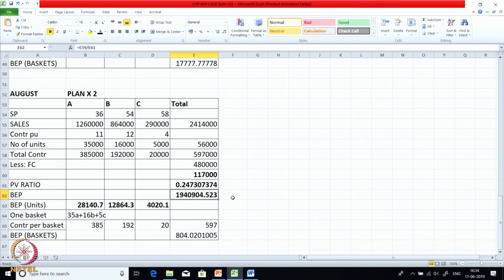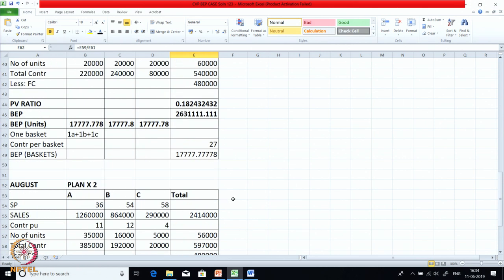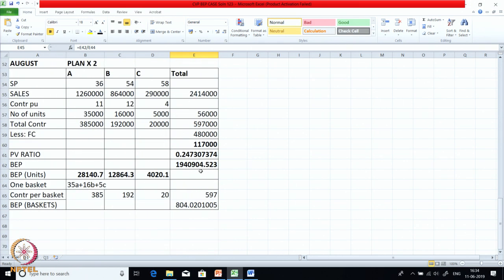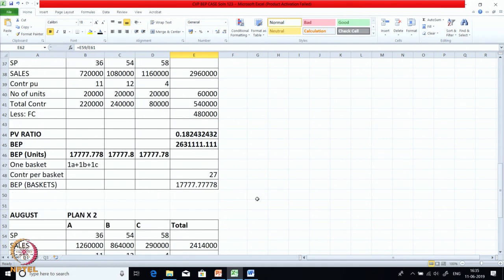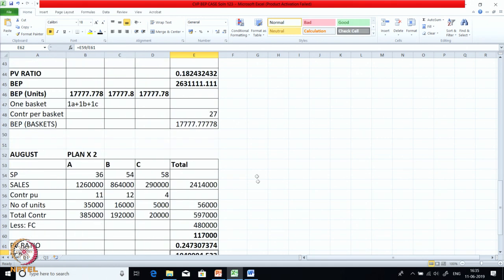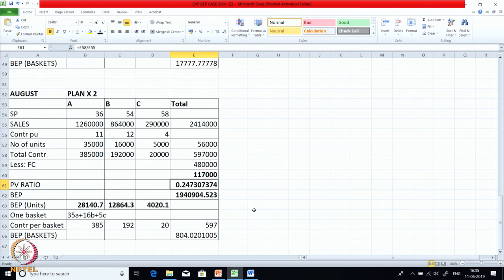What is your answer? See, X1 your BEP is higher, X2 your BEP is lower. What do you feel, prefer? More BEP or less BEP? I think every company wants lower BEP. So naturally they will prefer X2, but that's not the only reason. You can also compare PV ratios. What do you get? PV ratio is 0.18 and it has significantly improved to 0.24. So you are able to have more margin in X2. So you will prefer X2.